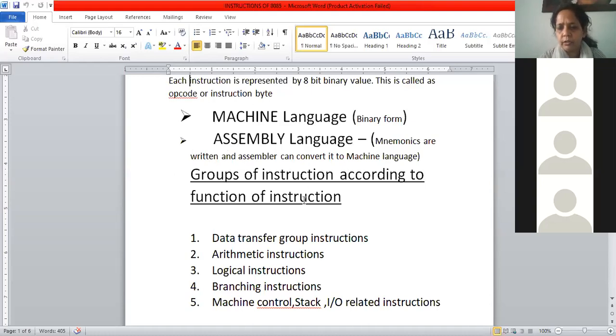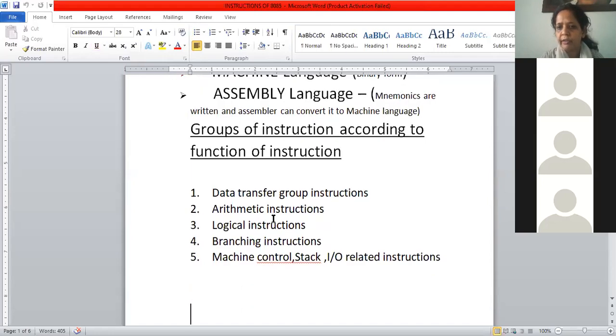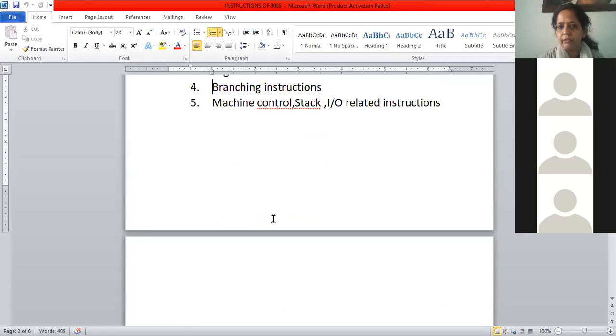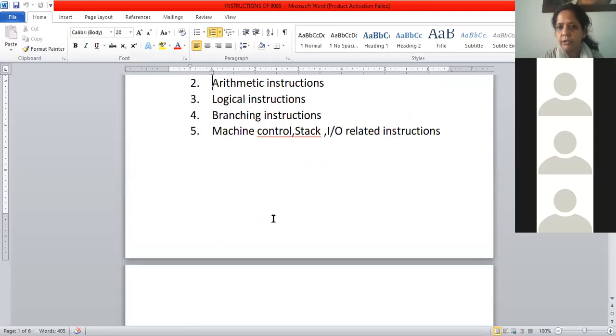Assembly language programming you will have to do. The instructions are written in two parts: one is called the opcode, and the second one is called the operand. Opcode gives you the operation, and operand is nothing but the actual data to be operated upon. The instructions are classified into 5 groups. One is the data transfer group, and the others are arithmetic, logical, branching, and machine control.